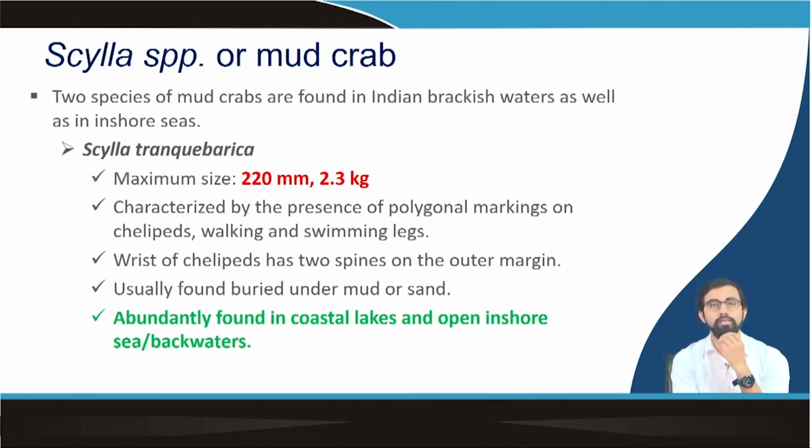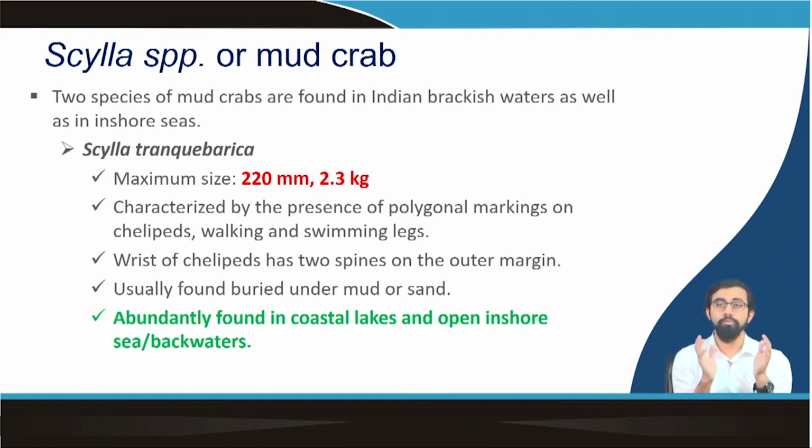So in general, this mud crab, Scylla species, can be of two types. Okay, it can be of different other types as well, especially in the Indian brackish water region. We find two types of mud crabs in general. One is Scylla tranquebarica, okay, which has a maximum size of up to 2.3 kg. So it's really huge.